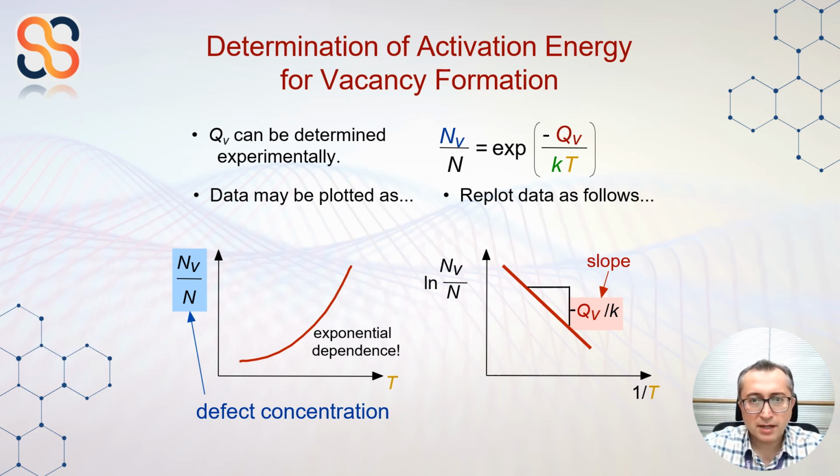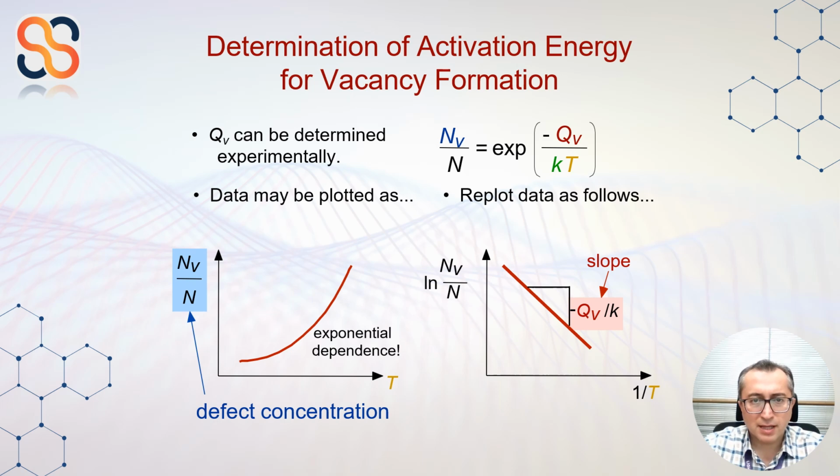Here N stands for the total number of sites. In this plot, you will notice that the relationship shows an exponential dependence, meaning as temperature increases, the ratio of vacancies to total sites increases rapidly.